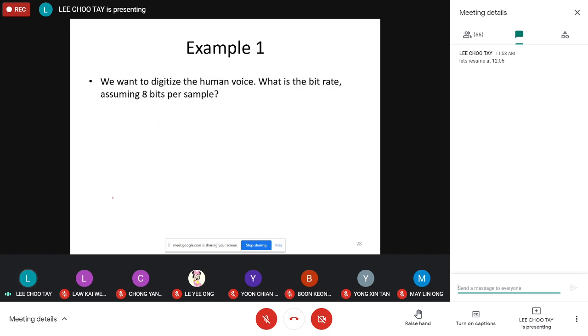Let's look at one example here. In this example, we want to digitize the human voice. What is the bit rate, assuming 8 bits per sample? So we know that we have 8 bits per sample, that means our n is equal to 8. To find our bit rate, we need to know n, and we need to know our fs, which is our sampling rate. So what is the sampling rate? If we use the minimum sampling rate, that means we follow the Nyquist sampling theorem, that would be 2 times the maximum frequency in the human voice. What is the maximum frequency in the human voice?